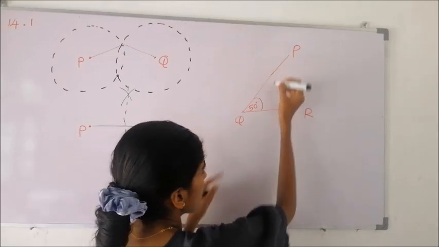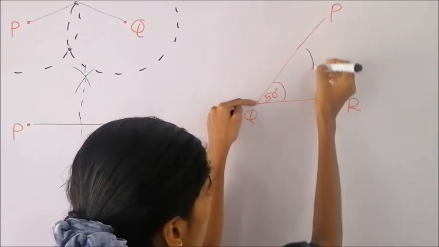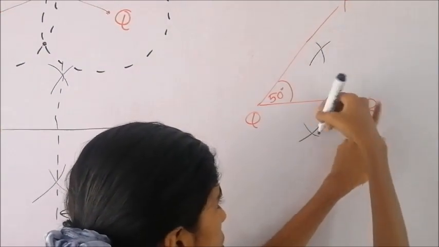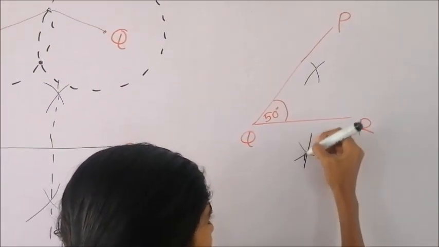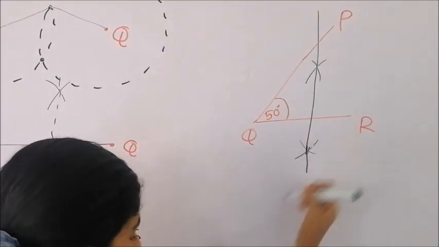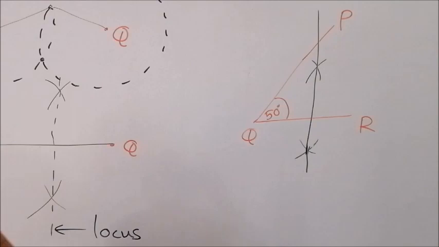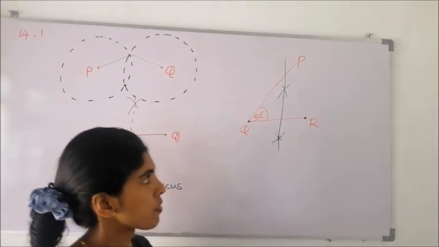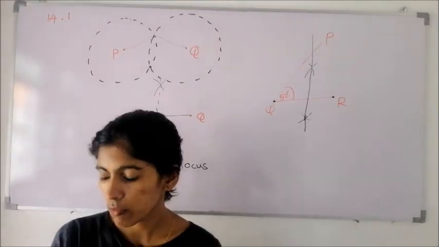Okay, by keeping the middle point at Q, draw 2 arcs. Again at R, draw 2 arcs. Now by joining these 2 points, we can draw the locus of points at a constant equidistant to the 2 points Q and R. Right, we drew it.